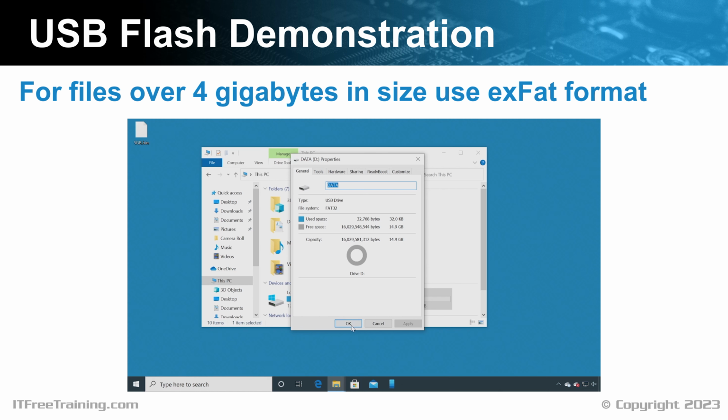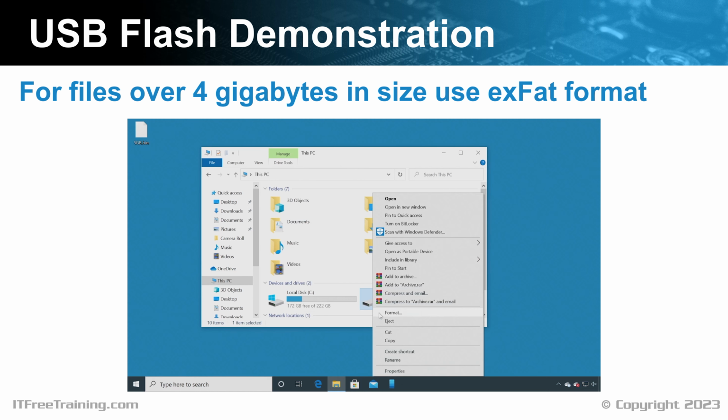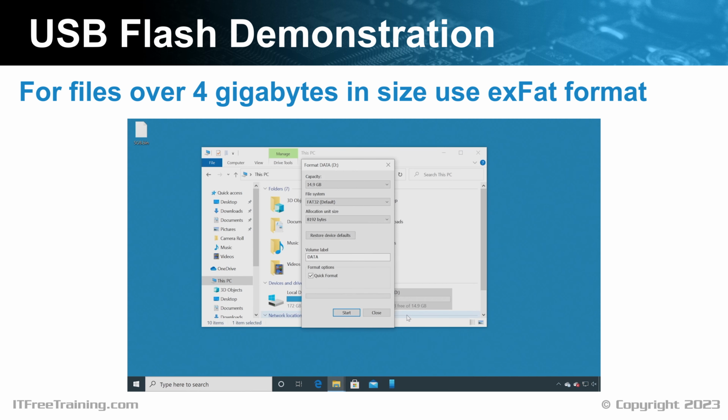To allow the USB flash drive to support larger files, it will need to be reformatted. To do this, right-click on the USB flash drive and select Format. In the Format option, I'll select File System, and notice that I have 3 different options. These are NTFS, FAT32, and exFAT.